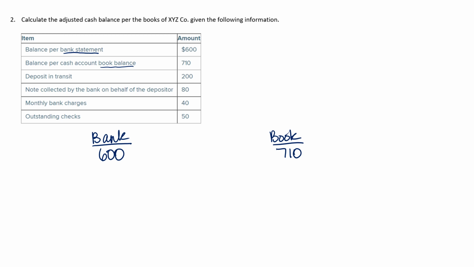Next, we have deposit in transit. We have to remember where this adjustment is going to take place. So who already knows about this? If it's a deposit in transit, that means that the company has already recorded the deposit, but it hasn't hit the bank yet. So the books already know about this. That means we have to adjust the bank. So deposits in transit will be an addition of $200 on the bank adjustment side.